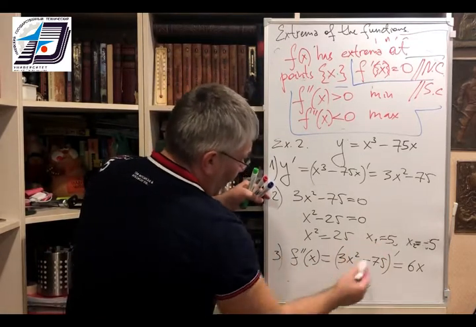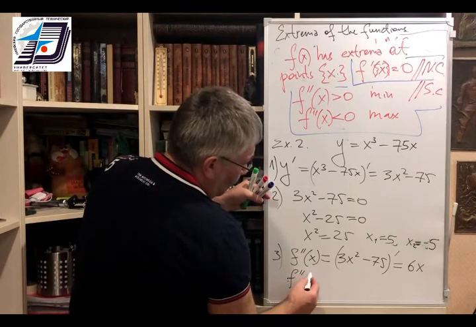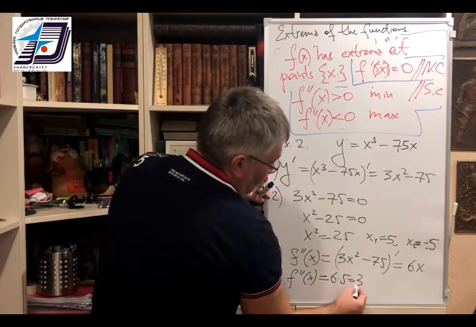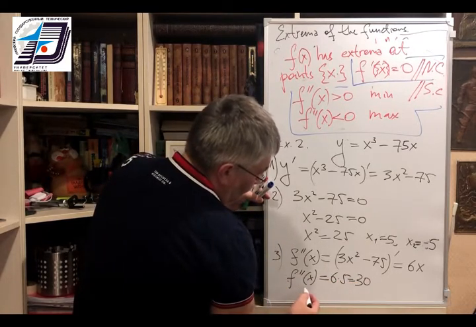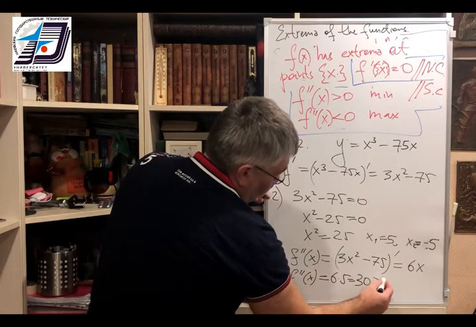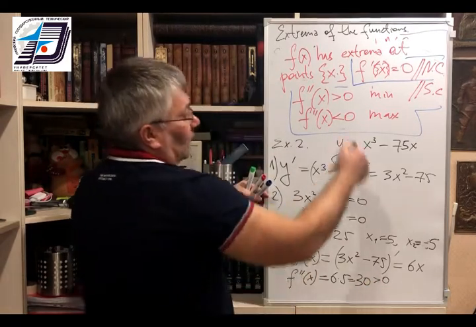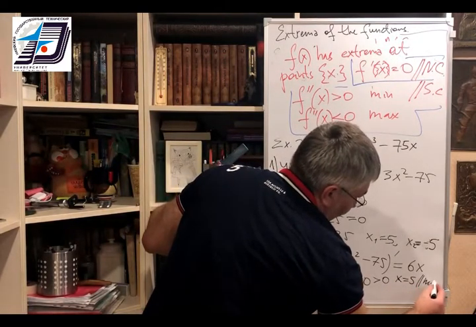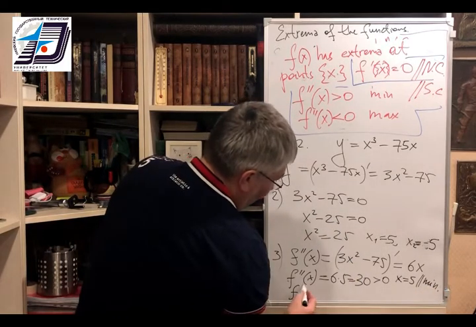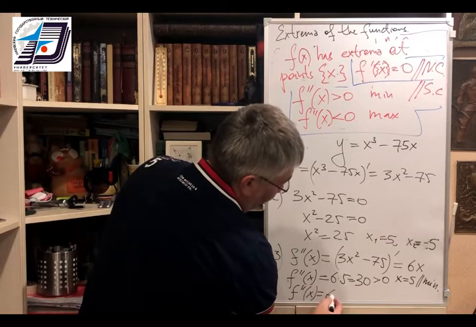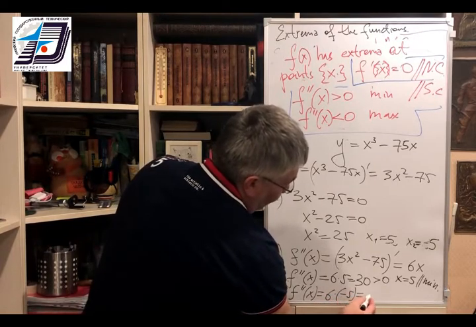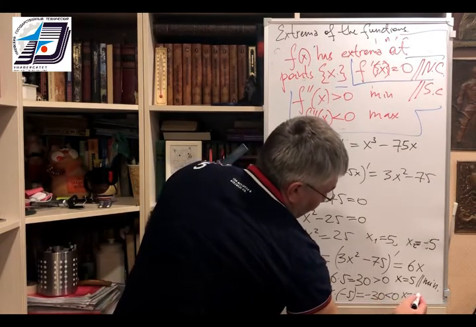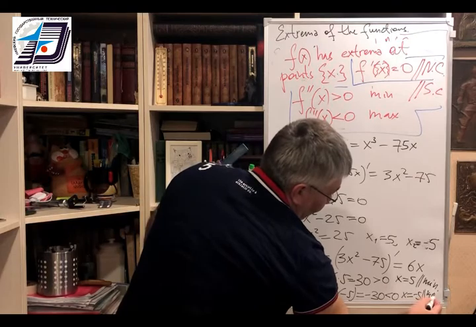So if I put 5 here, the second derivative of f of x gives me 6 times 5, it is 30. So it is positive. So when x equals 5, it is a minimum. When I put minus 5, minus 30, it is negative. So it means that x equals minus 5, we have a maximum of the function.